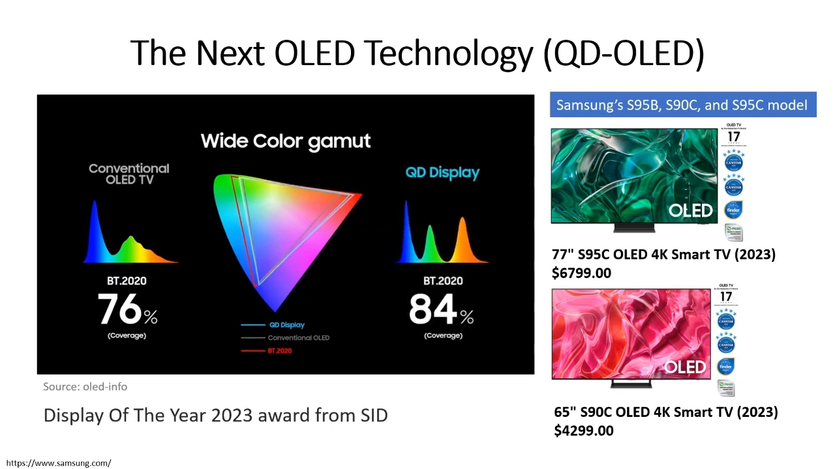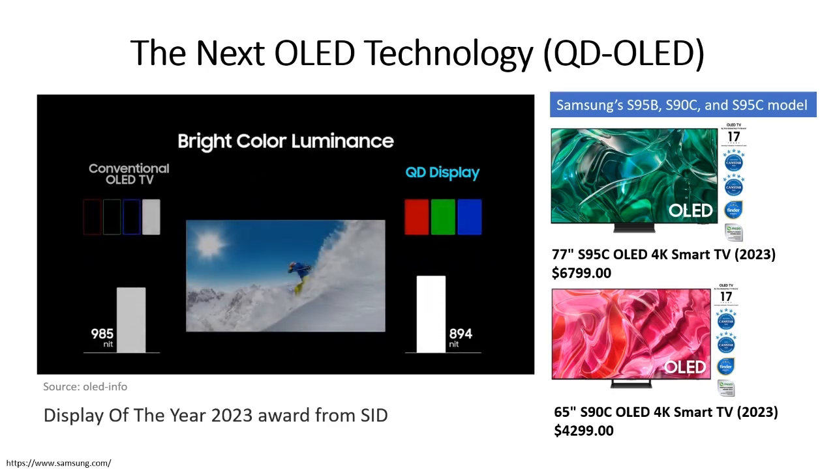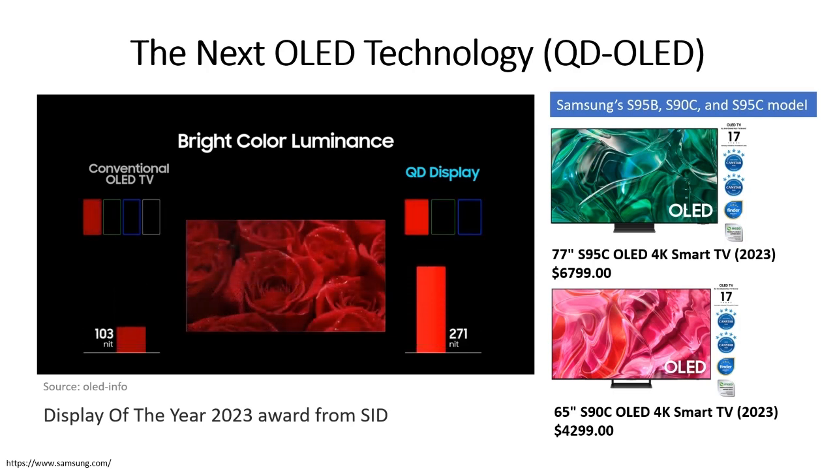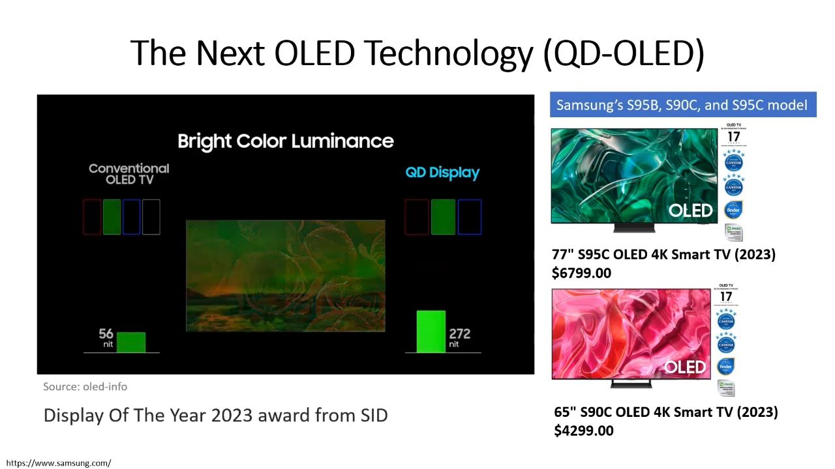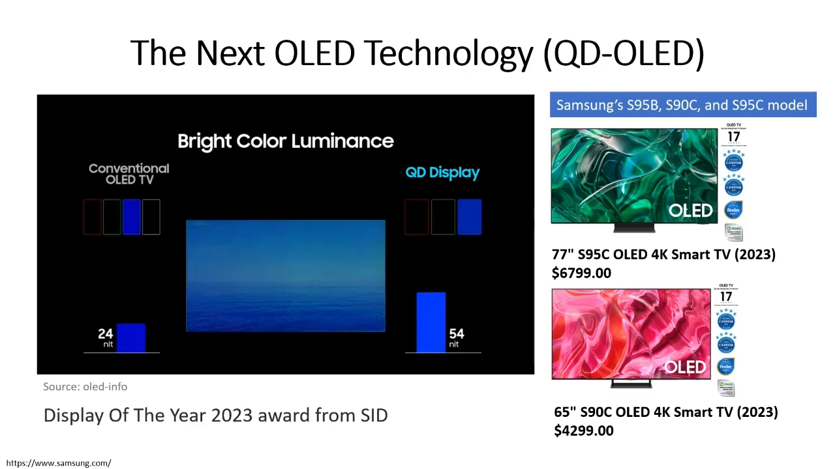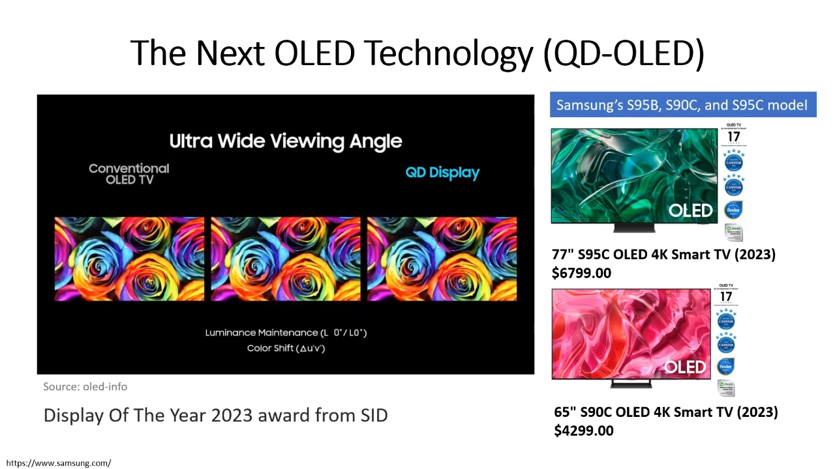90% of the BT.2020 color space, which is the biggest color space used in the industry, and also the QD OLED panel for TVs and monitors received the Display of the Year 2020 award from SID. And beside is the figure on the left, we can show the Samsung models of the S95, S90, and S95C. It is now available on the Samsung website. You can buy it on the Samsung website.